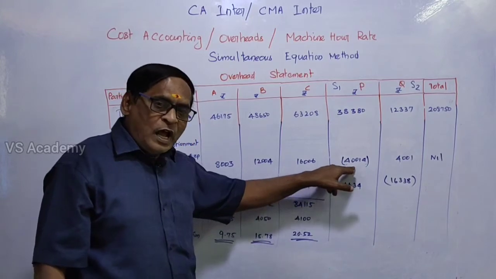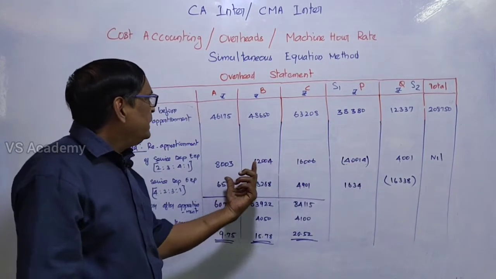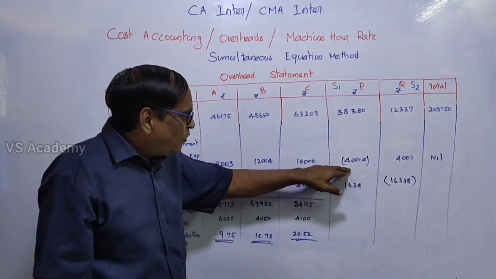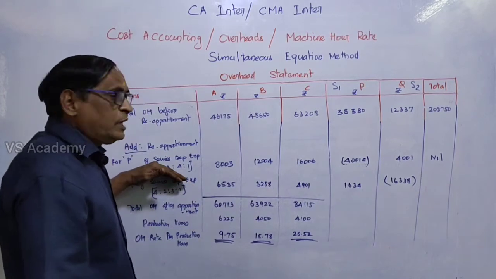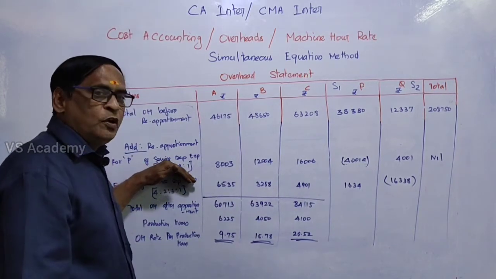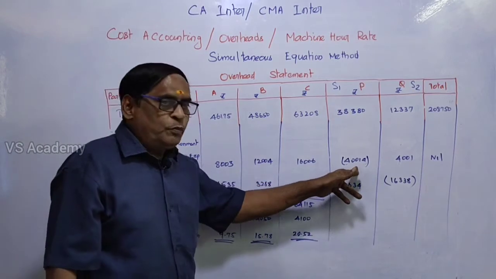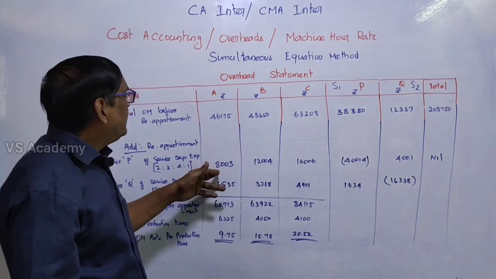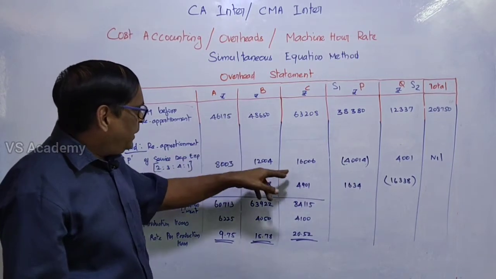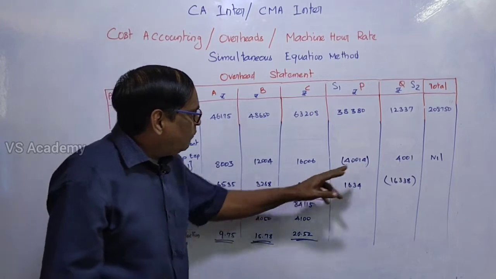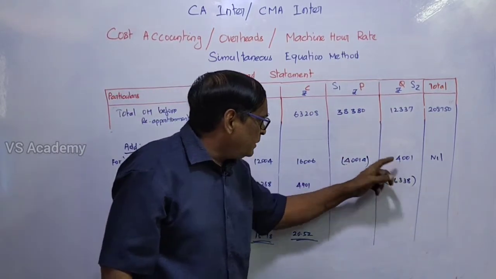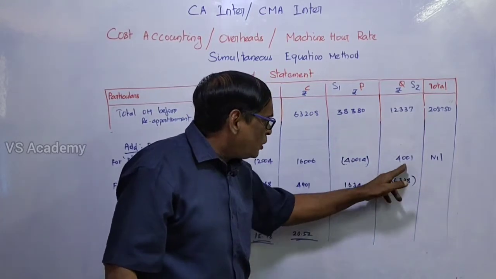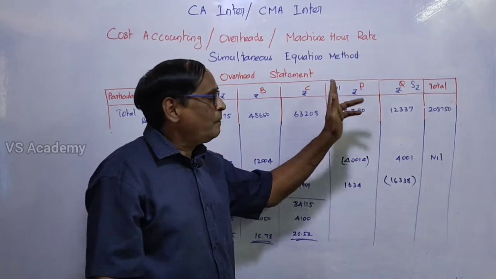Now we have to apportion this amount between these three production departments and the other service department. So let us apportion this amount 40,014 in the ratio. The ratio is already given in the question paper, 2:3:4:1. If you distribute according to this ratio, the 40,014 rupees will be distributed like this: 8,003 for A, then 12,004 for B, 16,006 for C, and then 4,001 for S2. This means this amount belongs to the overhead coming from S1.